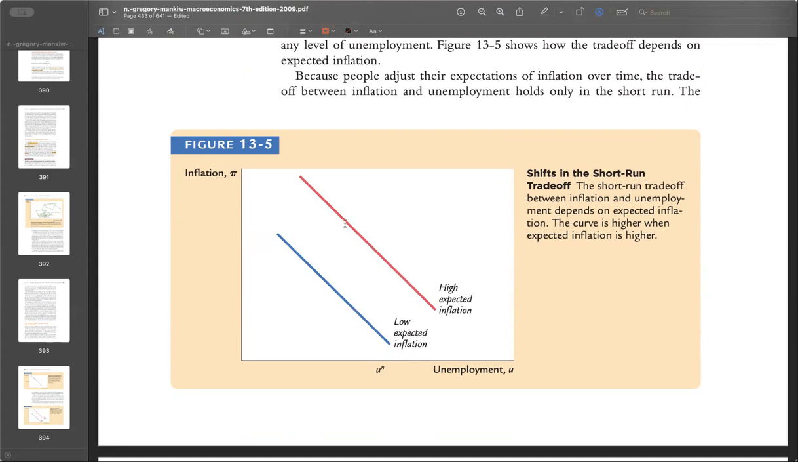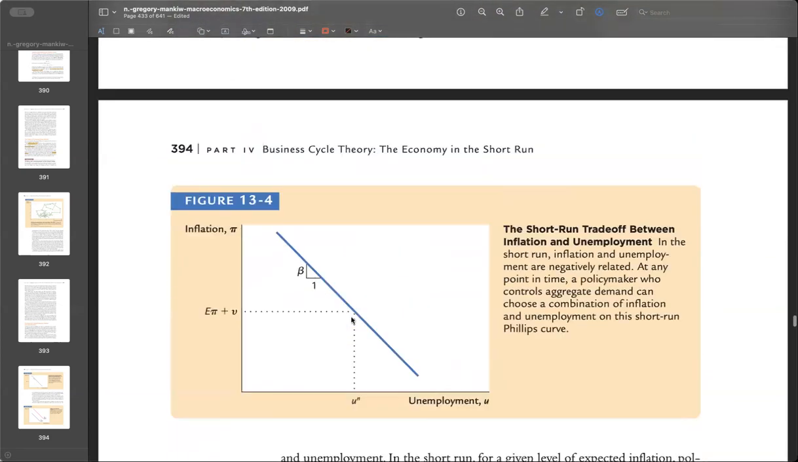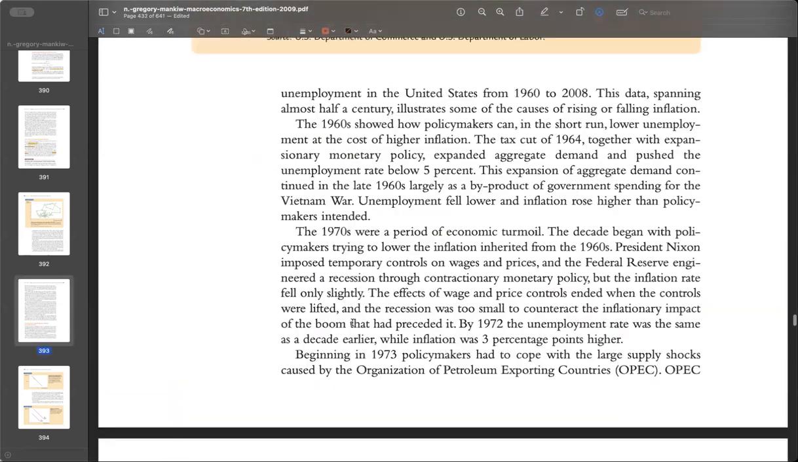However, the magnitude of the trade-off here will change because you're moving from, say, 1% to 3% inflation versus here you're moving from like 4 to 6% inflation, right? Proportionally speaking. So that's why there's a shift in the short-run trade-off when it comes to a high expected inflation, which is here, and a low expected inflation, which is here.